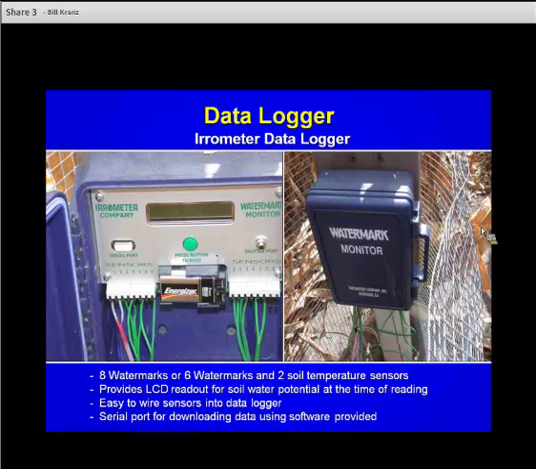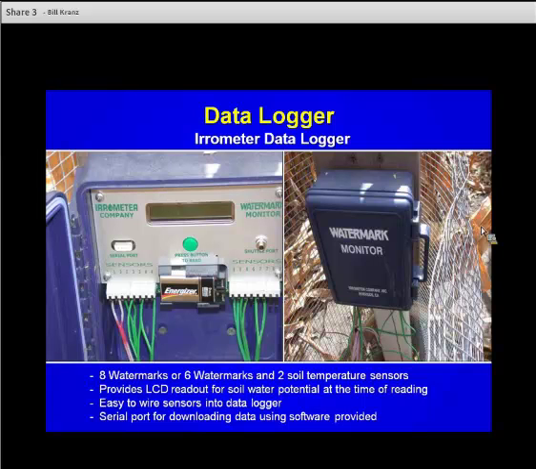Most people now are going to utilizing some sort of monitoring device or data logging system. This particular one is the one that comes from Irrigation, the company that sells the soil matrix sensors. You can hook 8 soil water sensors up to this, or you can hook 6 of these sensors and 2 water temperature sensors up to one of these. And basically then you can program this data logging system to read as frequently as you want.